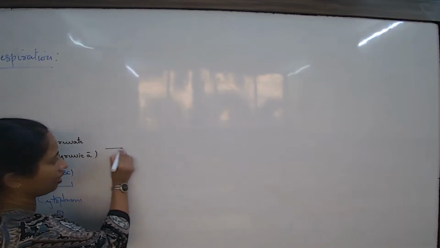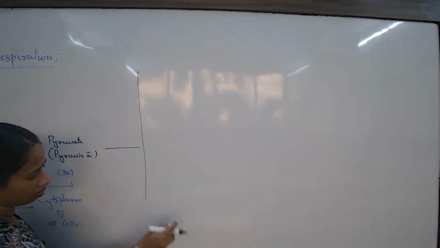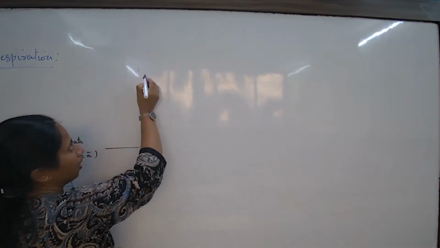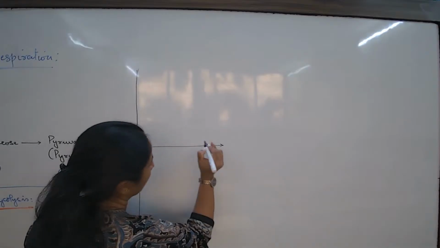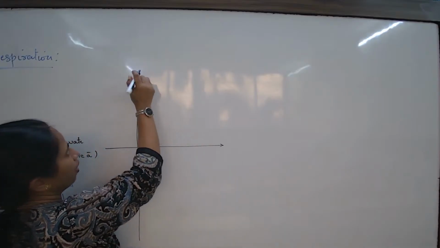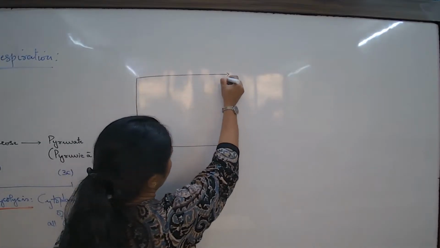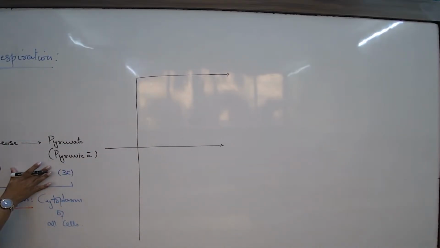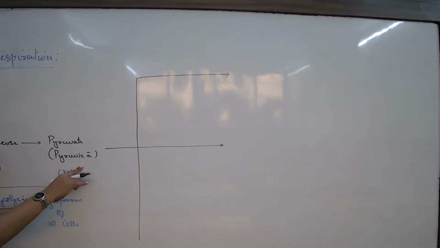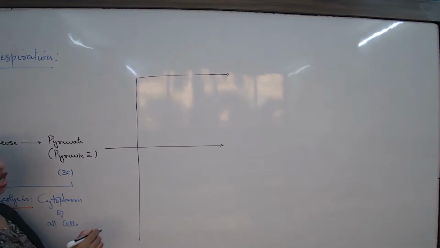So let us start understanding the 3 pathways. What are the 3 pathways? The 3 pathways of glucose breakdown we are going to understand. Let us start with the first pathway of glucose breakdown. This part is glycolysis. After glycolysis, the first compound formed is pyruvate. Pyruvate now further breaks down under what conditions?